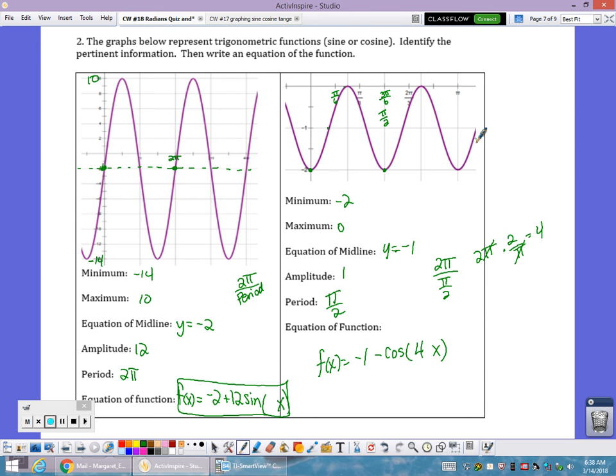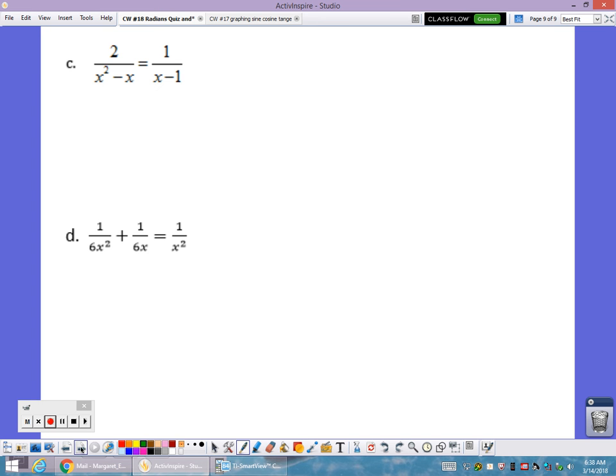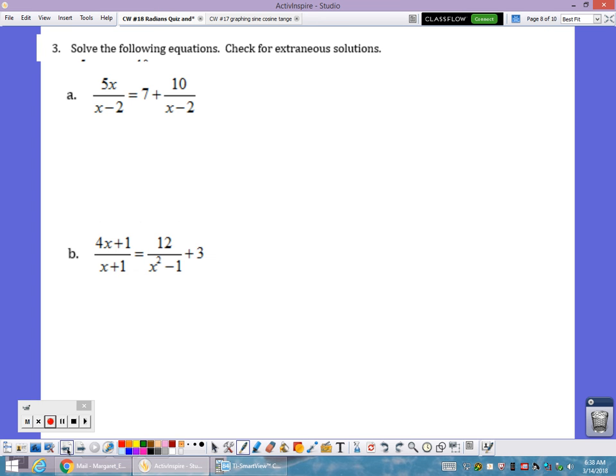All right. Okay, I think we have 1, 2, 3, 4 more problems, and that is it. These 4 problems are helping us to solve rational functions, solve rational equations. So let's do that. Solve the following equation. Now, we need to be careful. Here it's saying check for extraneous solutions.